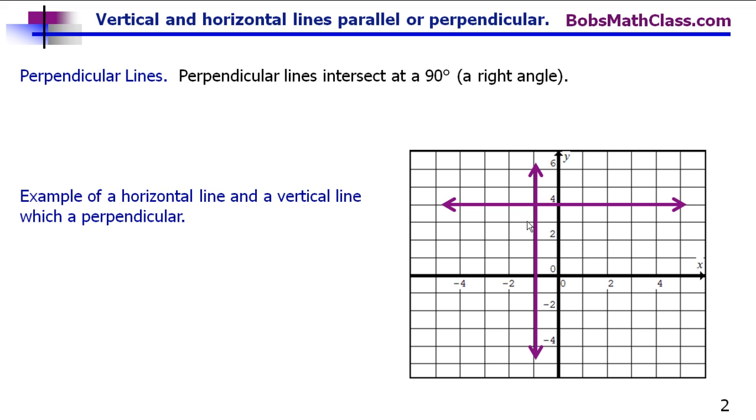So if we're talking about parallel and perpendicular lines, if they're perpendicular, one has to be vertical and one has to be horizontal for perpendicular lines.